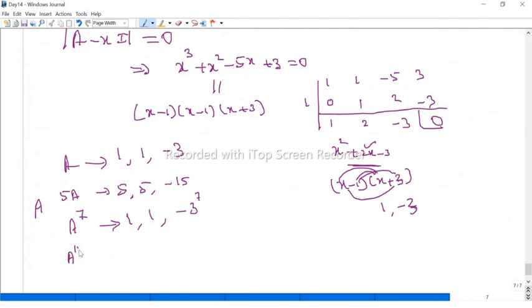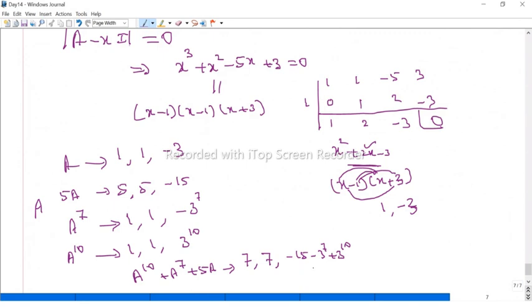Now what are the eigenvalues of A power 10? It is nothing but 1, 1, 3 power 10. Therefore the eigenvalues of A power 10 plus A power 7 plus 5 times A, we just add the corresponding terms. This is 7, comma 7, comma minus 15 minus 3 power 7 plus 3 power 10. So what is the value? So maybe take a bigger number, right?